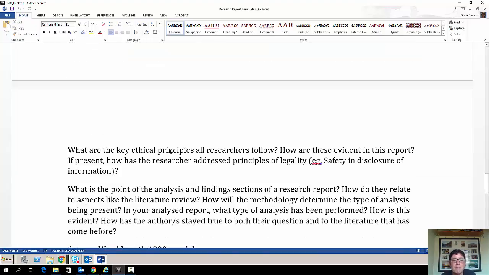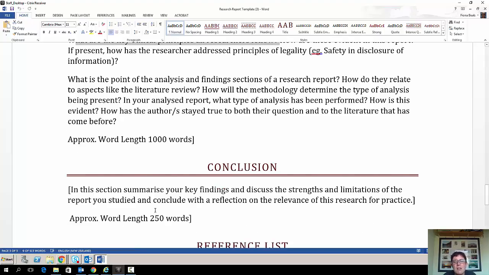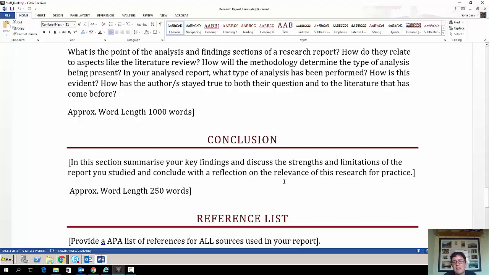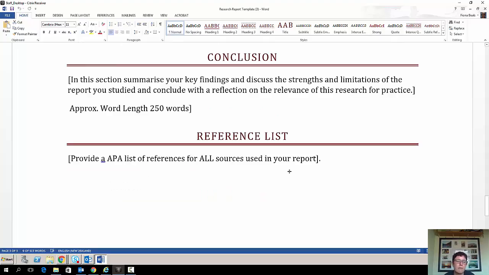And then we get to the ethical principles. And again, use your course readings. And then how are they actually in the report? What's the analysis and findings, and how do they relate to the literature review? Again, use a bit of your readings, but also a bit of what we covered in class. And tell us how we can find it in the report. Okay? And then you're doing a key findings and strengths and limitations of the report you studied, and a bit of a reflection on relevance for your practice, concluding with a reference list.